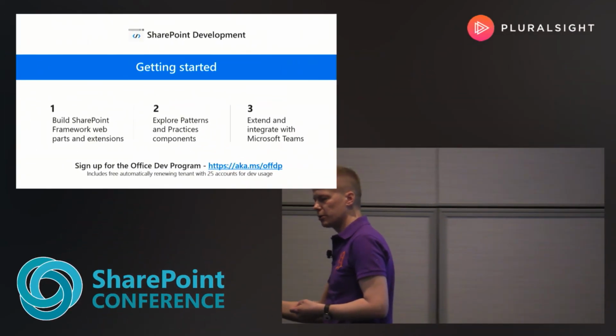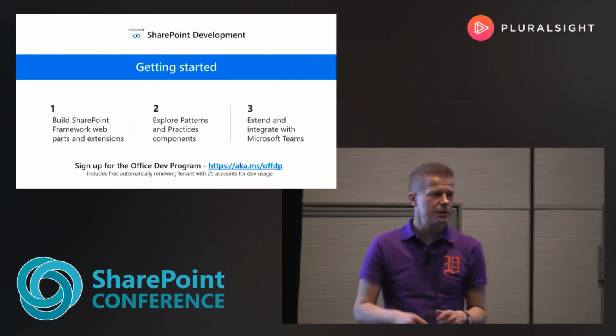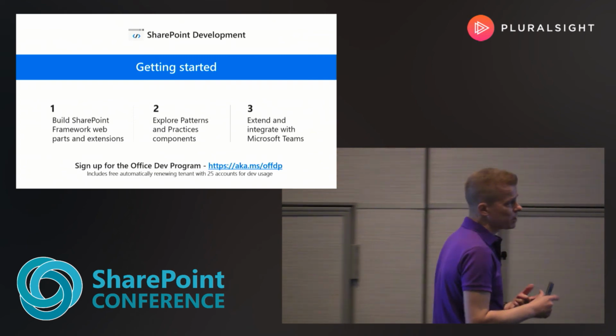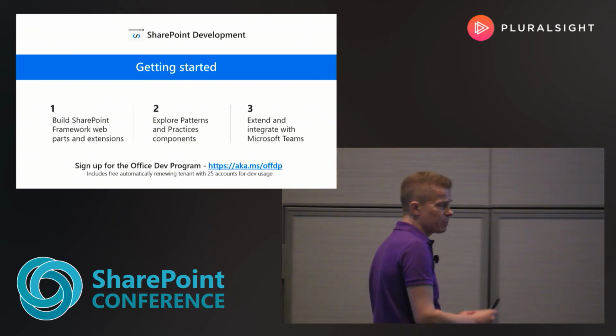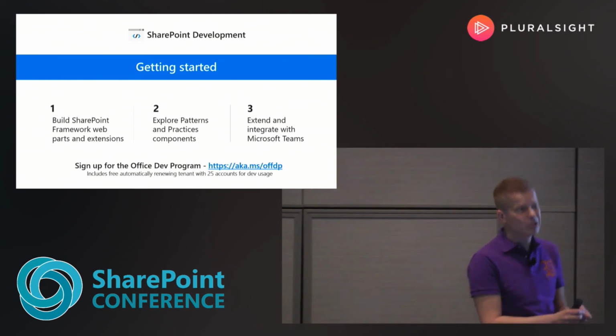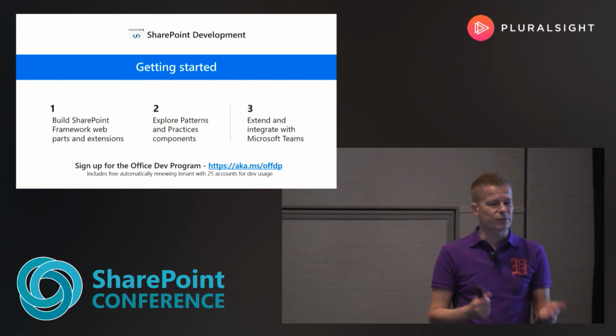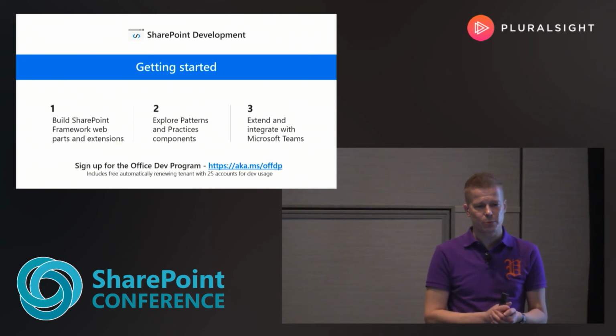But build SharePoint Framework web parts and extensions, definitely the right thing to do. You can build those things for modern SharePoint, for SharePoint Framework solutions, also for SharePoint 2016 and SharePoint 2019. Really, SharePoint Online, the modern experience, is the number one thing. Use patterns and practices, give out assets back, give out feedback, but explore the options, so you don't have to start from scratch. You can start from something people have built already. Integrate with Microsoft Teams and other assets which are available.